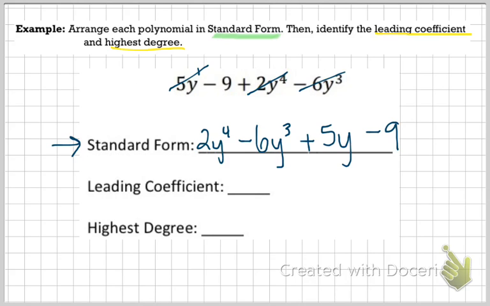So what is our leading coefficient? Looking at this whole polynomial, what we wrote here, what's the number at the very front? Who's the leader of this whole polynomial? 2. The coefficient is 2, so that is our leader, our leading coefficient. The highest degree is, what's the highest power that this polynomial had? 4. So the highest degree is a 4.